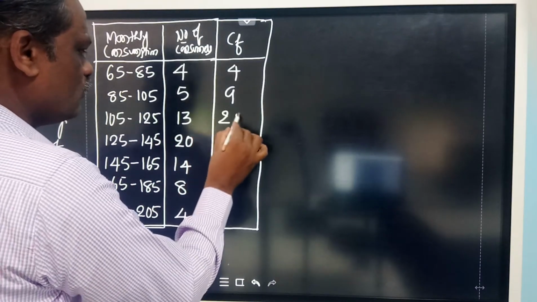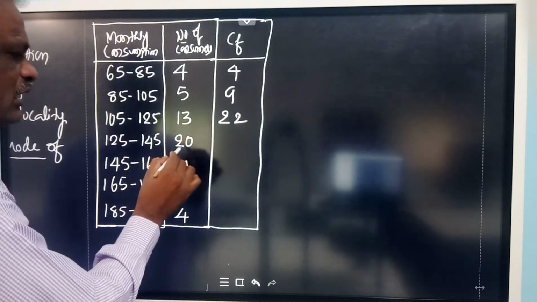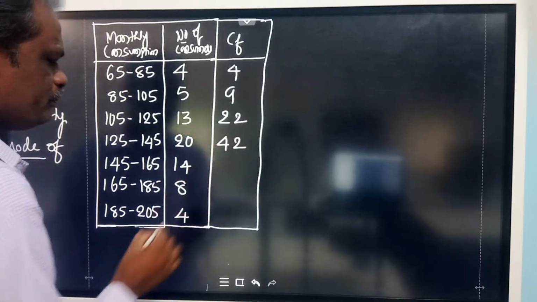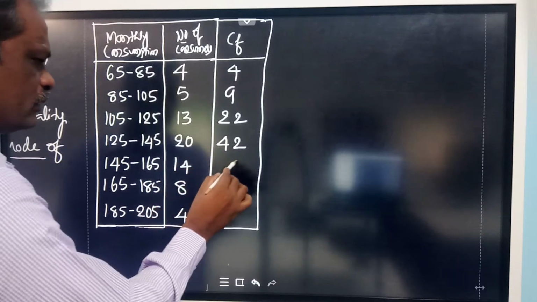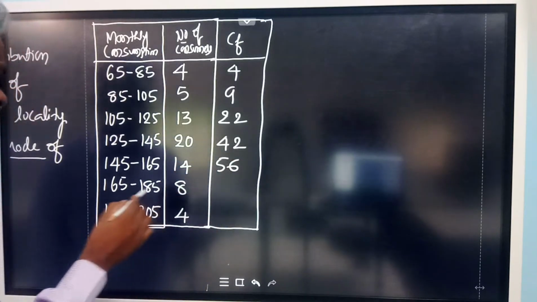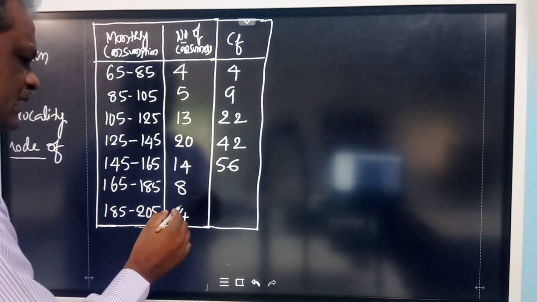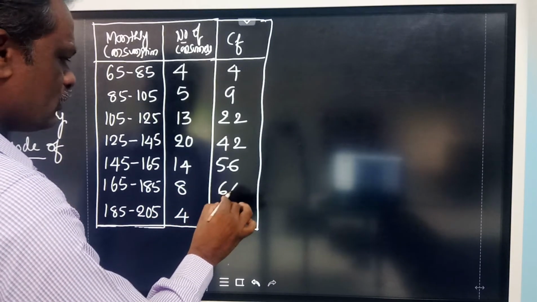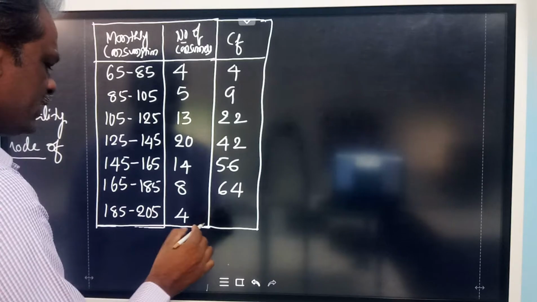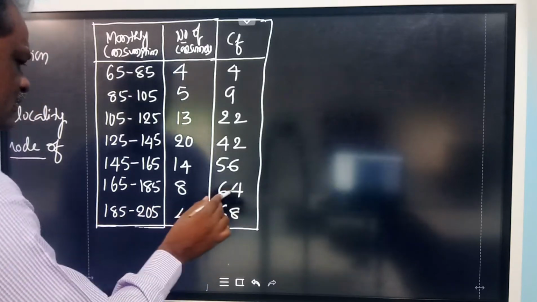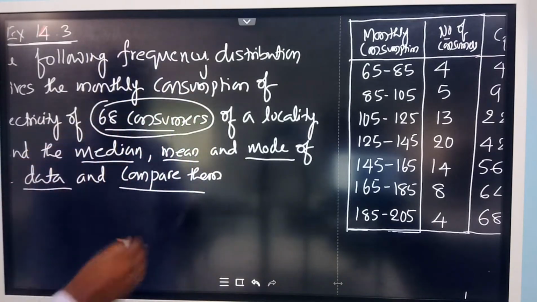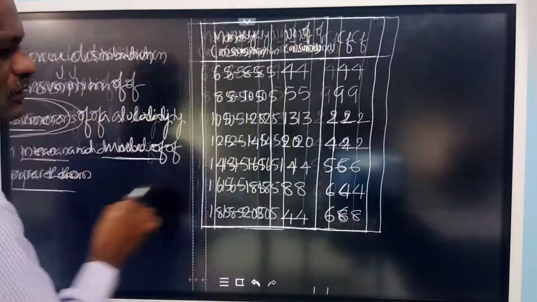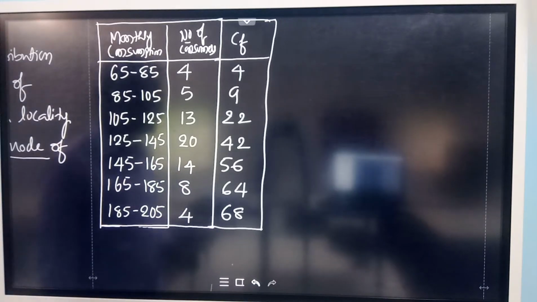it is 22. Less than 145, 22 plus 20, it is 42. Less than 165, 14 plus 42, it is 56. Less than 185, 56 plus 8, it is 64. Then less than 205, it is 64 plus 4, 68, and it should match the 68 consumers. The total number of consumers is 68, so it is tallying. This is required for the calculation of the median.